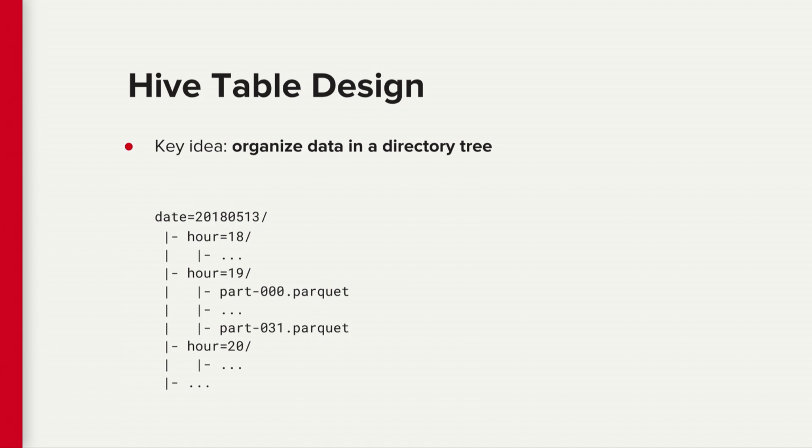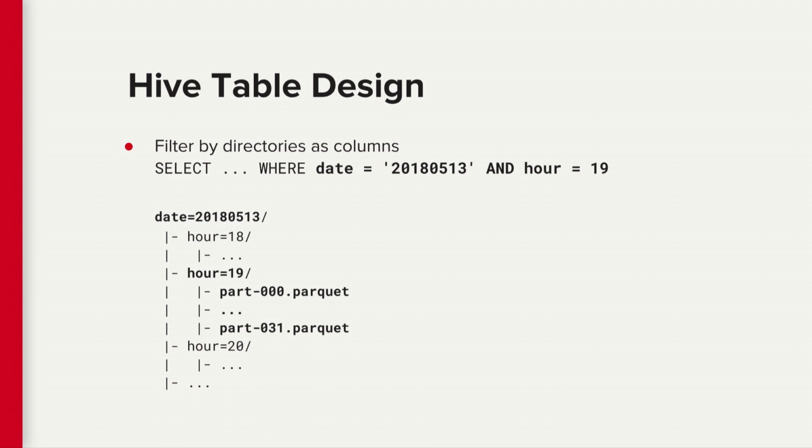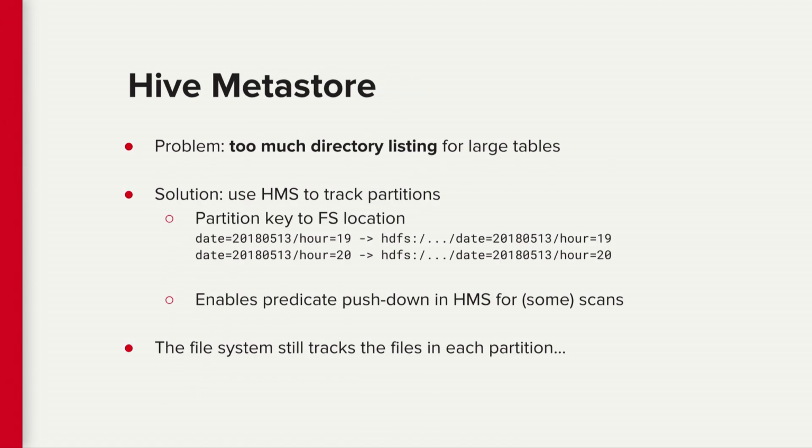And that allows us to take a query and say, if I have a filter on date, then I can go to the top level directory. And if I have a query on hour, I can go into one of its subdirectories and ignore all of the rest of the data. So this is basically more or less how Hive tables work today, with one critical change. The problem is that if you only have this data in the file system, you have way too much directory listing.